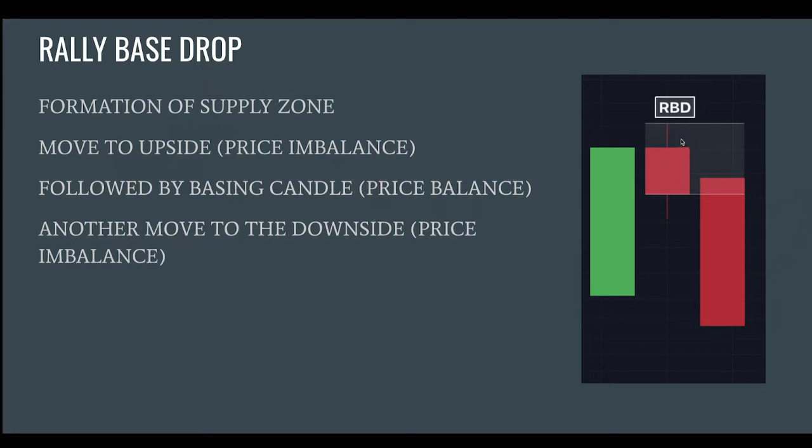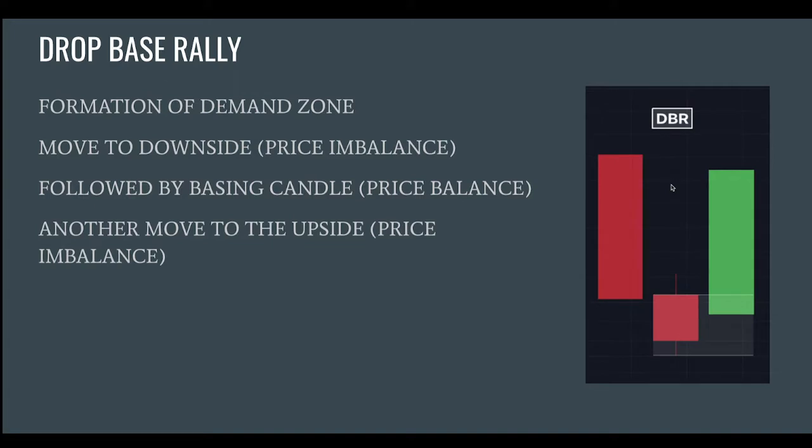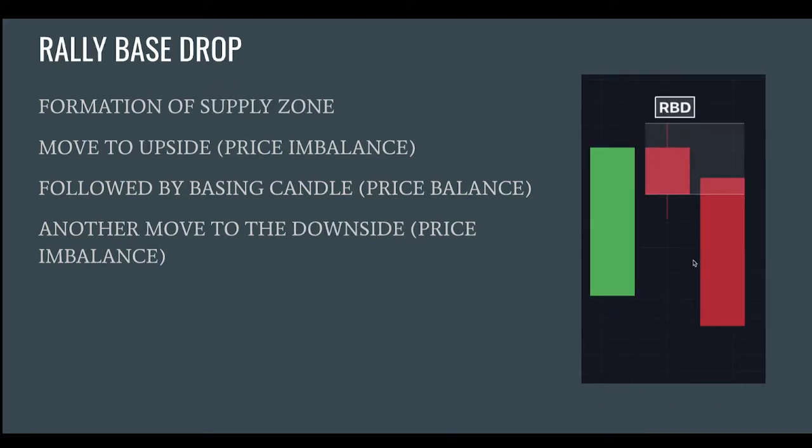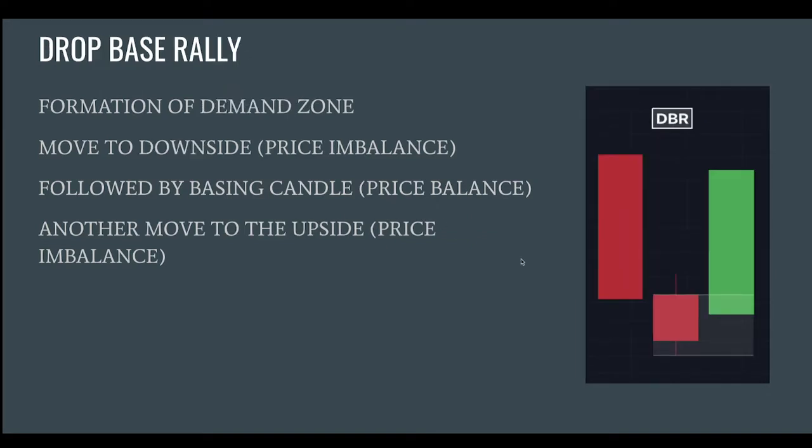We're going to go into detail on the basis behind supply and demand when we actually watch charts live and chart everything out. The last one is a drop-base-rally, where you have a huge drop to the downside. This could either be green or red, and then you have a huge move to the upside. So you're going to have a basing candle, price balance, and then a move to the upside. This is going to be your demand zone, bottom of the wicks to the top of the body.